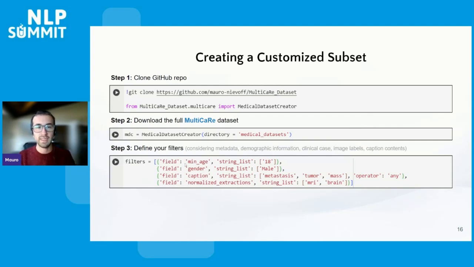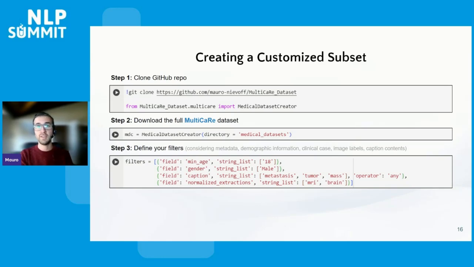In this example, 4 filters were applied. So this means that patients with a minimum age of 18 were filtered in. Then only male patients are included in the dataset. Then the third filter is to filter in cases with captions that include words like metastasis, tumor, or mass. And the last filter is to filter in cases with captions that include normalized extractions such as MRI or brain.